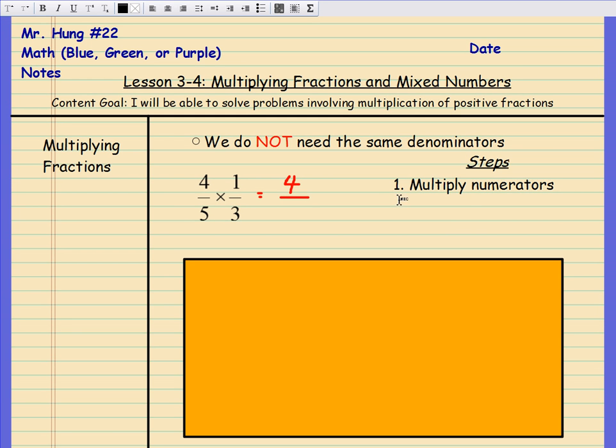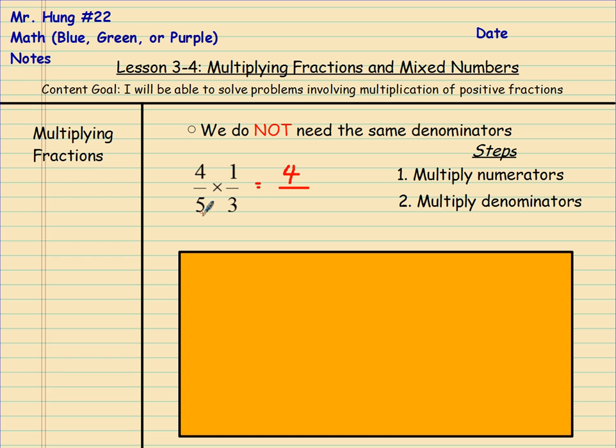Second step, multiply denominators. 3 times 5 is 15. There you have it. We are done. And of course, sometimes these fractions need to be simplified, but in this case, it can't be simplified, so we leave it as is.